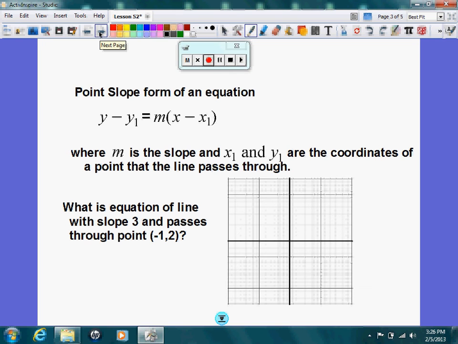Now we have another form of an equation. It's called the point-slope form. It's very similar to the formula for slope, which is what? m is equal to y2 minus y1 over x2 minus x1. We just simply multiply both sides of the equation by x2 minus x1.